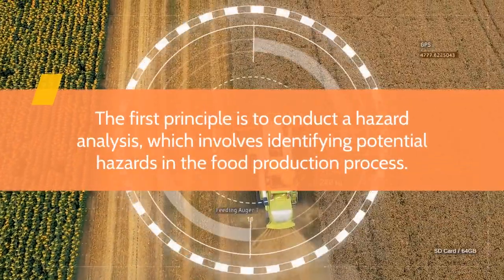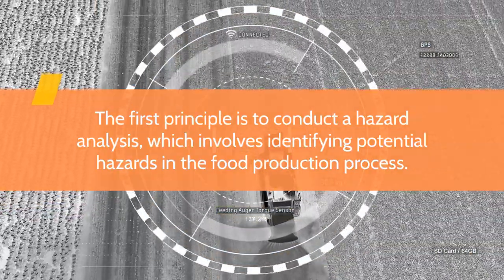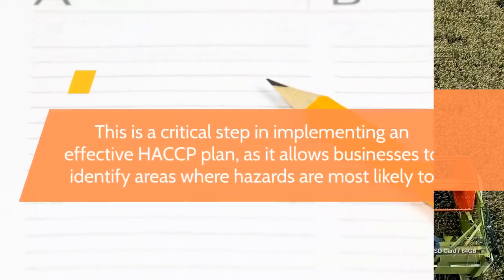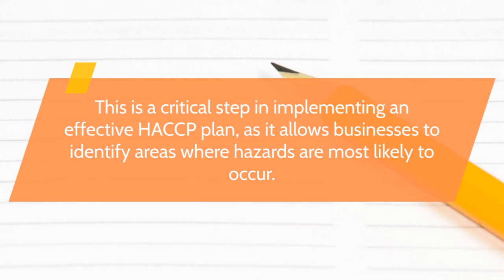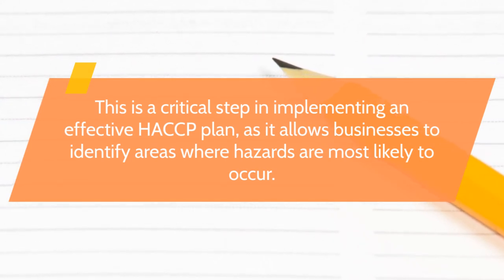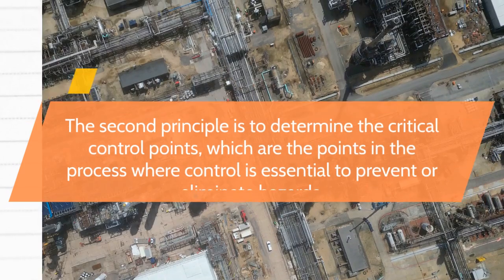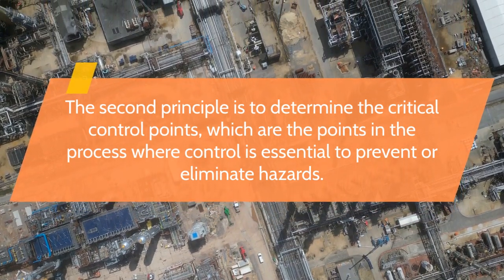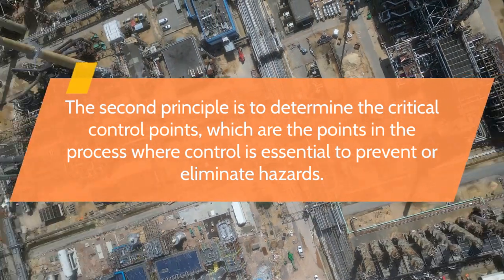The first principle is to conduct a hazard analysis, which involves identifying potential hazards in the food production process. This is a critical step in implementing an effective HACCP plan, as it allows businesses to identify areas where hazards are most likely to occur. The second principle is to determine the critical control points, which are the points in the process where control is essential to prevent or eliminate hazards.